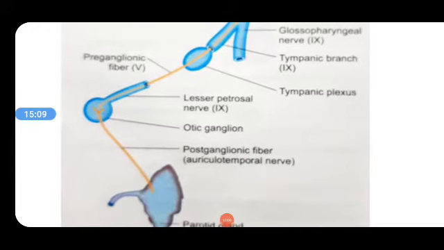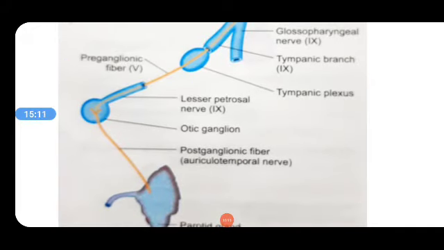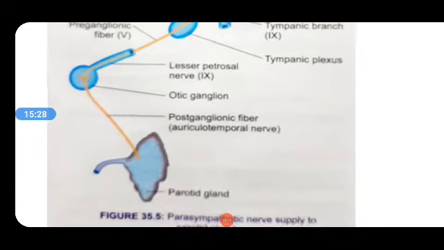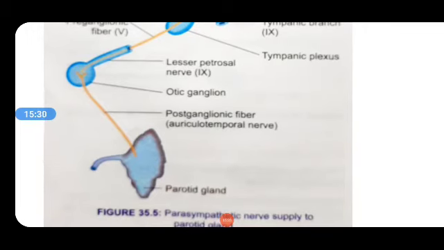Now comes the postganglionic fibers. After arising from the otic ganglion, the postganglionic fibers supply the parotid gland by passing through the auriculotemporal branch of the mandibular division of the trigeminal nerve, and it supplies the parotid gland. Okay, that is about the nerve innervation.